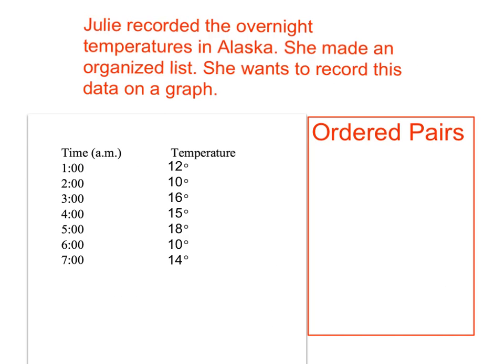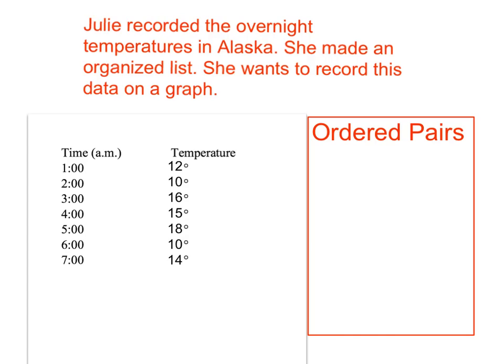Here's a problem that we're going to try to get onto a graph. Julie recorded the overnight temperatures in Alaska. She made an organized list. She wants to record this data on a graph. All right, we're going to take this information from her list and we're going to make it into ordered pairs.